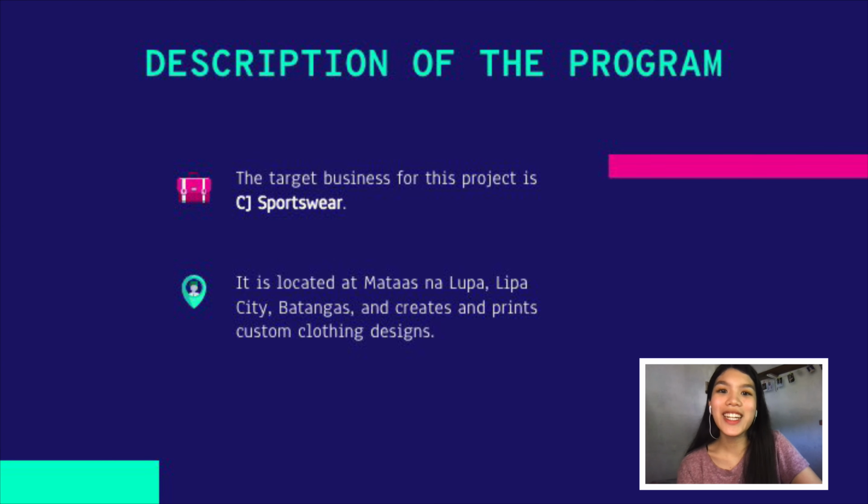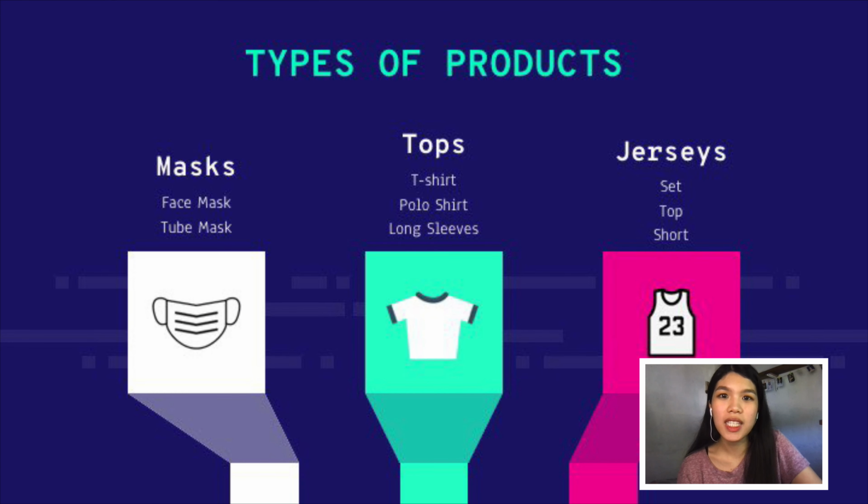Okay, so the target business or shop for this project is CJ Sportswear. It is located at Mataas na Lupa, Lipa City, Batangas, and creates and prints customized clothing designs. The store is best known for making sublimation jerseys, but other than that, they also print designs on t-shirts, polo shirts, long sleeves, shorts, and also on masks.